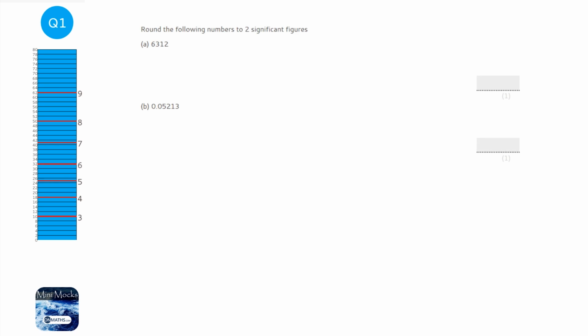When you're rounding numbers to significant figures, first of all write out the number. And with significant figures, you want to draw a line after the second number. So the 6 is the first number, the 3 is the second number. Now, unlike decimal places, you're not looking at counting from the decimal point. You're counting from the start of the number, and we'll have a look at an exception to that on question B. Then we look at this number.